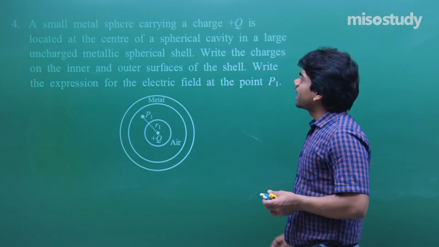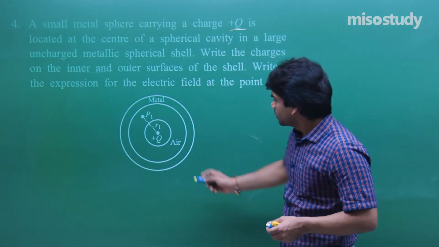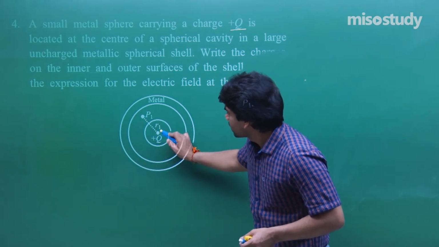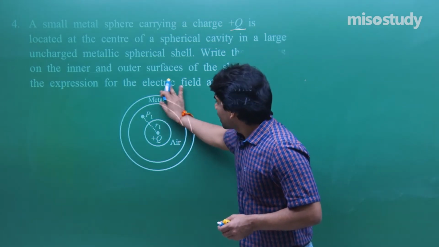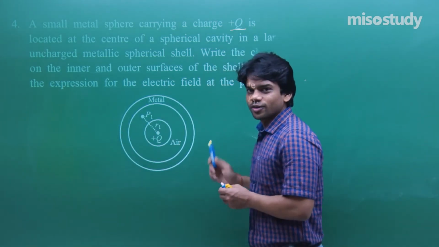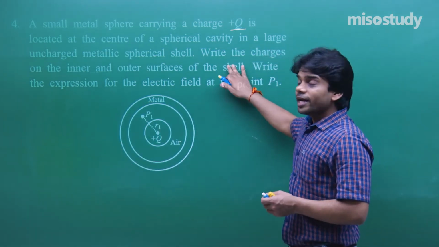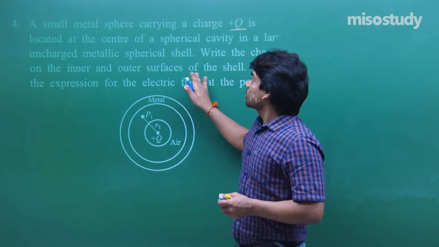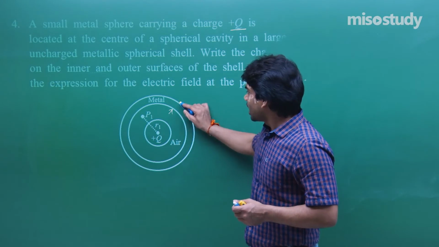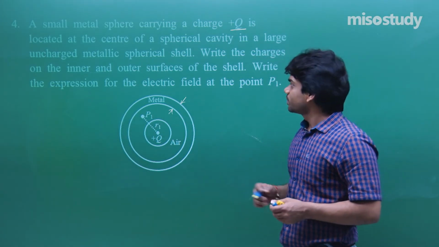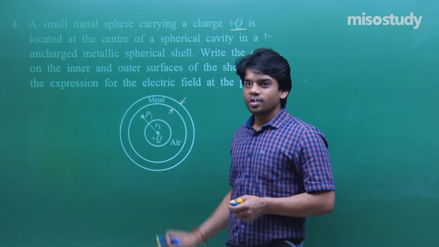A small metal sphere carrying a charge plus q is located at the center of a spherical cavity. So we have a spherical cavity, here a charge is located in a large uncharged metallic spherical shell. You can see here, this is the uncharged metallic spherical shell. Write the charges on the inner and outer surfaces of the shell. So we have to mention the charges appearing here and here, on the inner and outer surfaces of the shell. Write the expression for the electric field at the point P1.